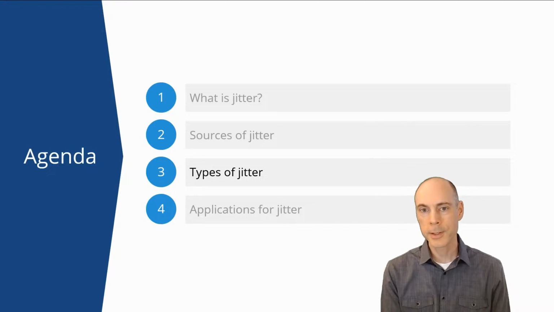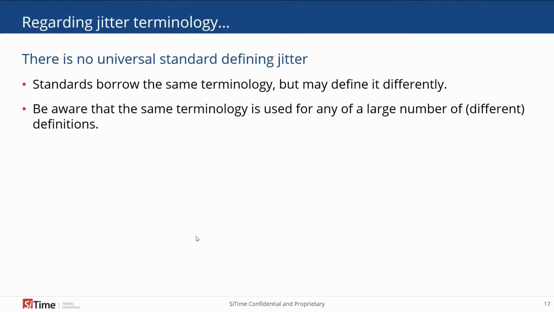In this next section, let's take a look at different types of jitter. When I say types of jitter, I'm essentially going to define the three most common types of jitter. But a quick note, there are many standards in the industry. The industry is actually quite fragmented, and there's no universal standard defining jitter. So different standards are free to choose the same terminology for different types of jitter, or slightly different definitions. So if you're working within a particular standard, you really have to understand how that standard defines jitter, even though they may use the same terminology as some other standard.